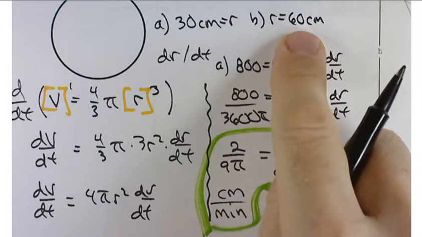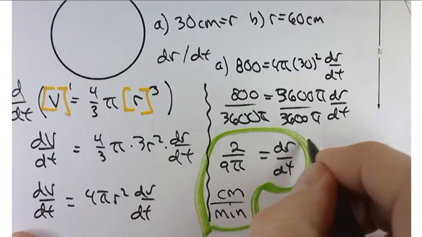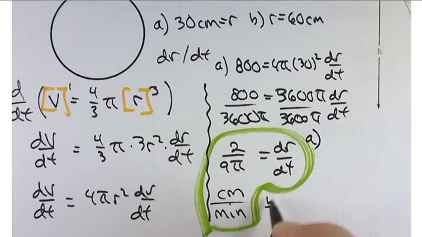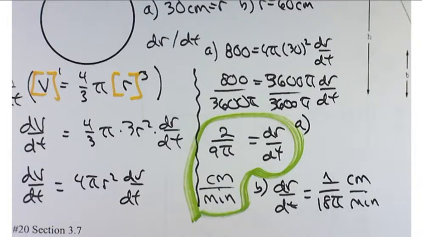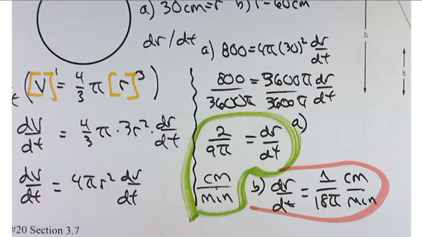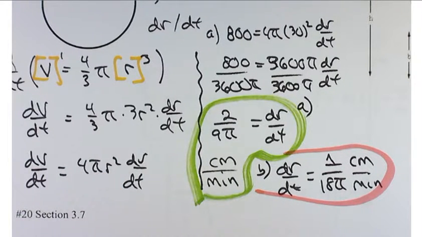So you would expect that if you put in, say, 60, you should see an even smaller rate of change with respect to time. So this is part A. For part B, if you solve for dr by dt, you're going to get 1 over 18 pi centimeters per minute. So basically, you double the radius, the rate of change goes down by a factor of 1/4. So that does kind of match our expectations here. And to check that, all you have to do is go back and plug in R is 60 here. Okay.